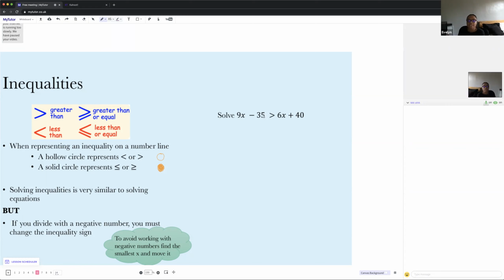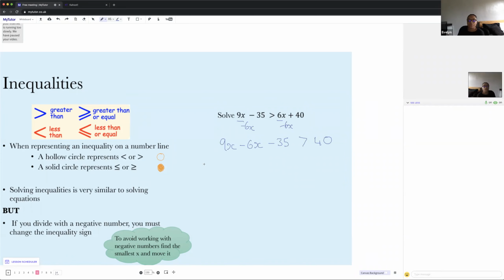Right, so 9x minus 35 is greater than 6x plus 40. Remember, look for the smallest x. We have the choice of 9x and 6x. The smallest one is 6x, so we're going to subtract that one from both sides. Minus 6x on both sides, so we've got 9x minus 6x minus 35 is greater than 40.